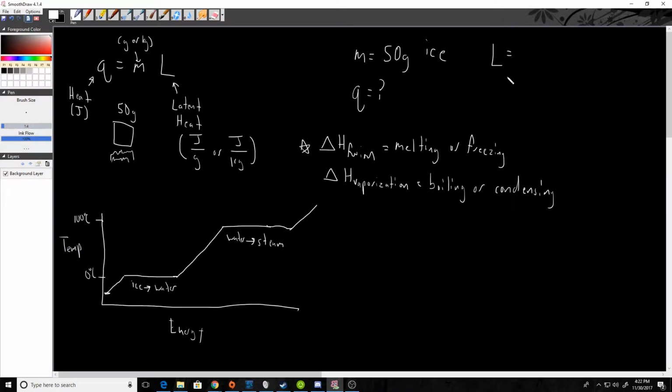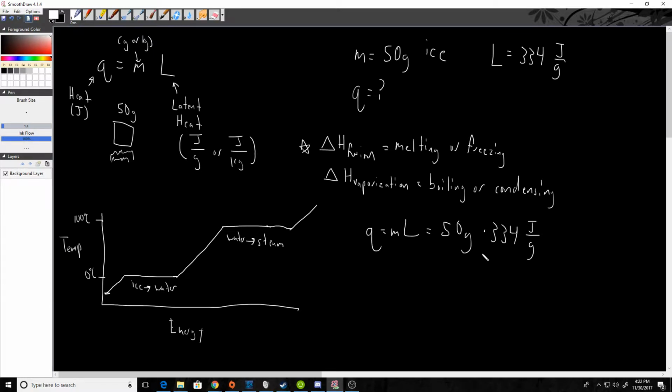For the latent heat, I check my reference material. I find that the latent heat of fusion for water is 334 joules per gram. My first mass was in grams, my latent heat's in grams, so I'm good to go. Now I just need to plug my numbers in. So if Q equals ml, the mass I have is 50 grams. Latent heat we said was 334 joules per gram.